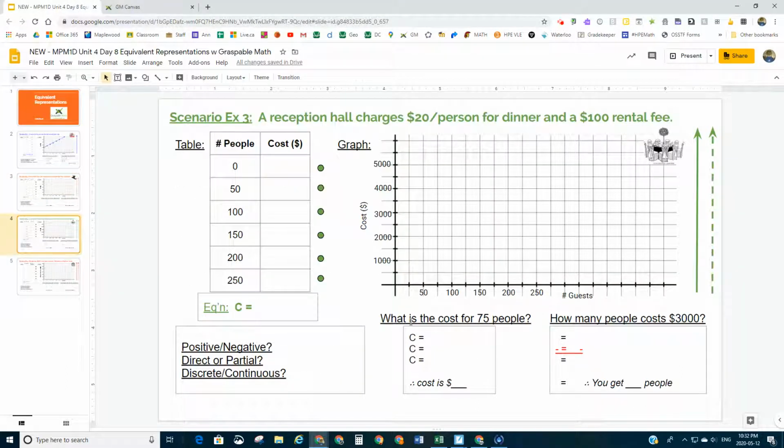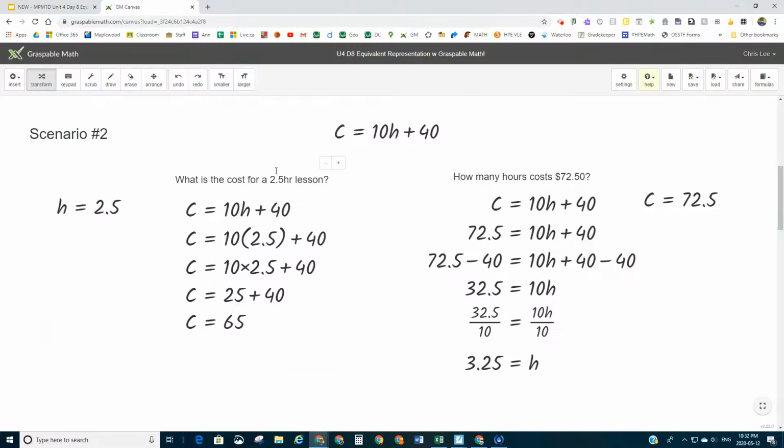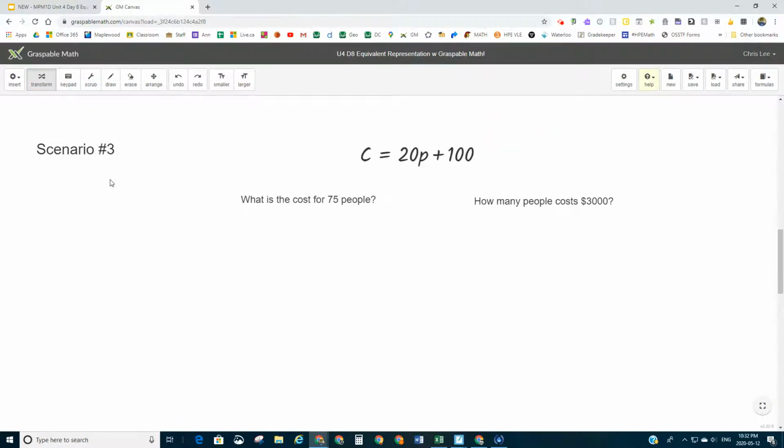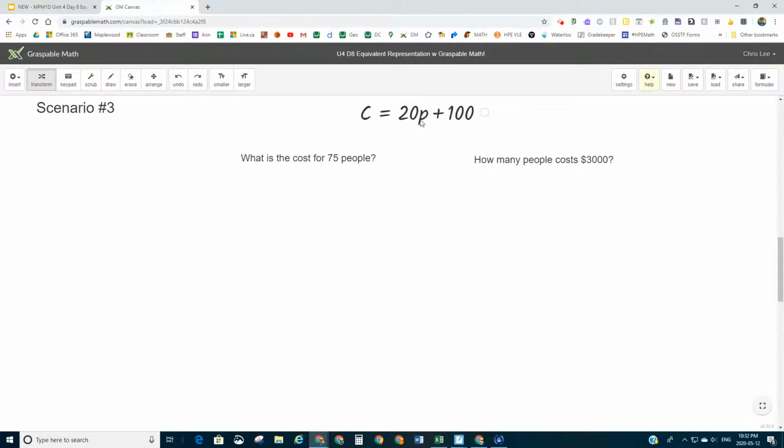Scenario 3, a reception hall charges $20 per person for dinner plus a $100 flat rate, a rental fee. So that's going to be 20 times P plus your $100 flat rate. So we'll go down here and scroll down, and I see scenario 3, 20P plus 100. So I'm going to go and copy that over. I can move it a little bit further underneath.